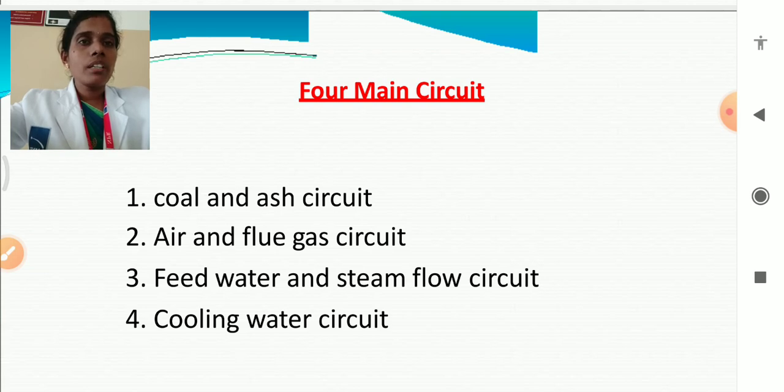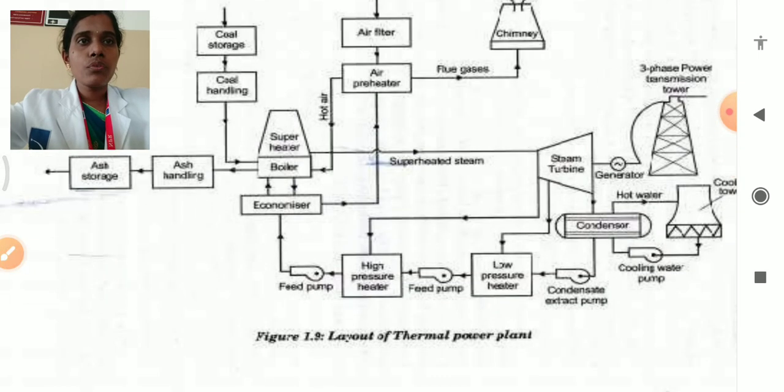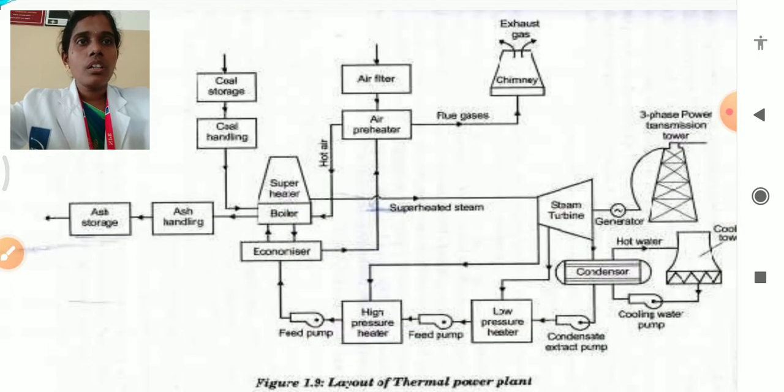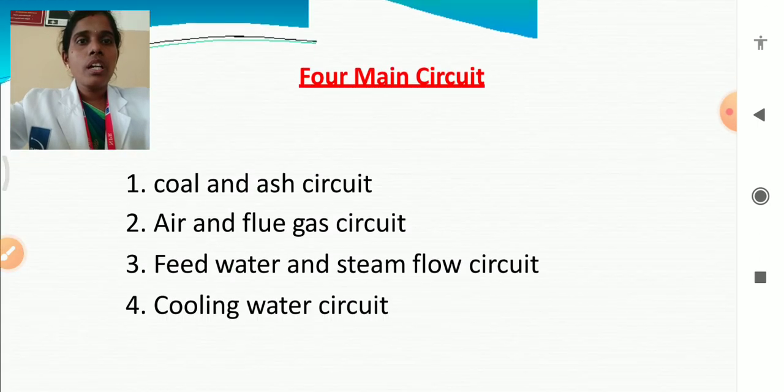From the boiler, the ash is produced, which is separated by the ash handling system, and the coal is handled with the help of the coal handling system. Then the second main circuit is the air and flue gas circuit. Here, the atmospheric air, using the ID and FD fans, is filtered and then preheated. The preheated hot air is given to the boiler, and from the boiler, the exhaust flue gases that are produced are passed to the chimney.